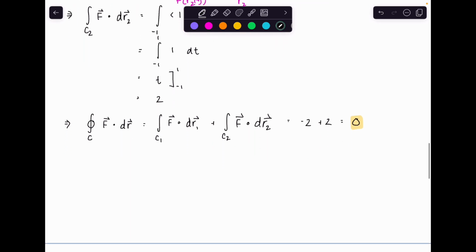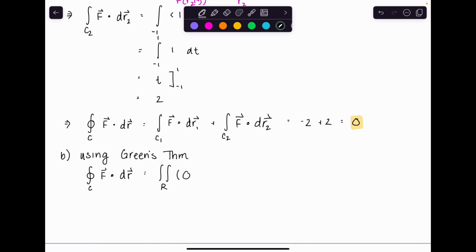So let's try this now using Green's theorem. What I'm going to do, because this is a closed curve, is we're going to turn this into a double integral over some region. And then you have qx minus py.